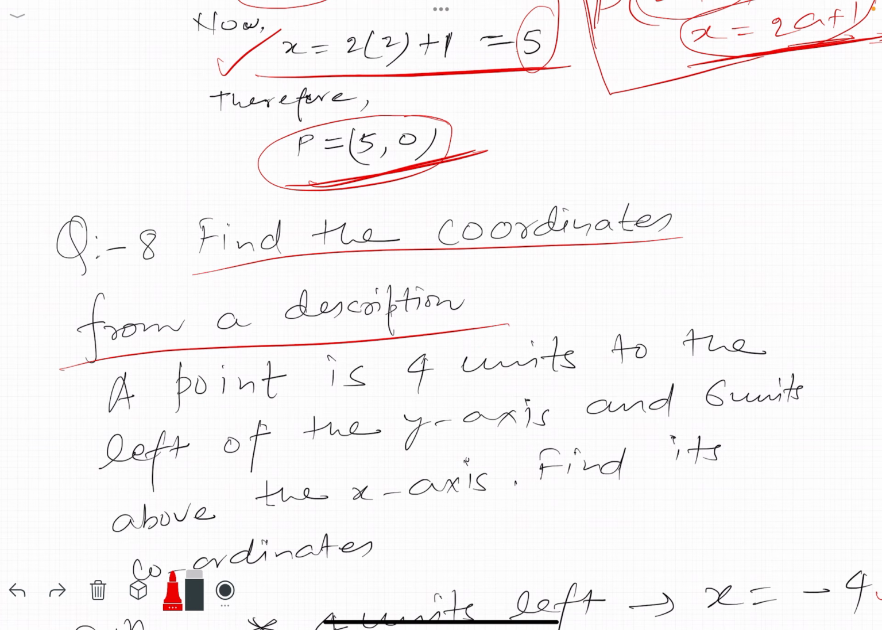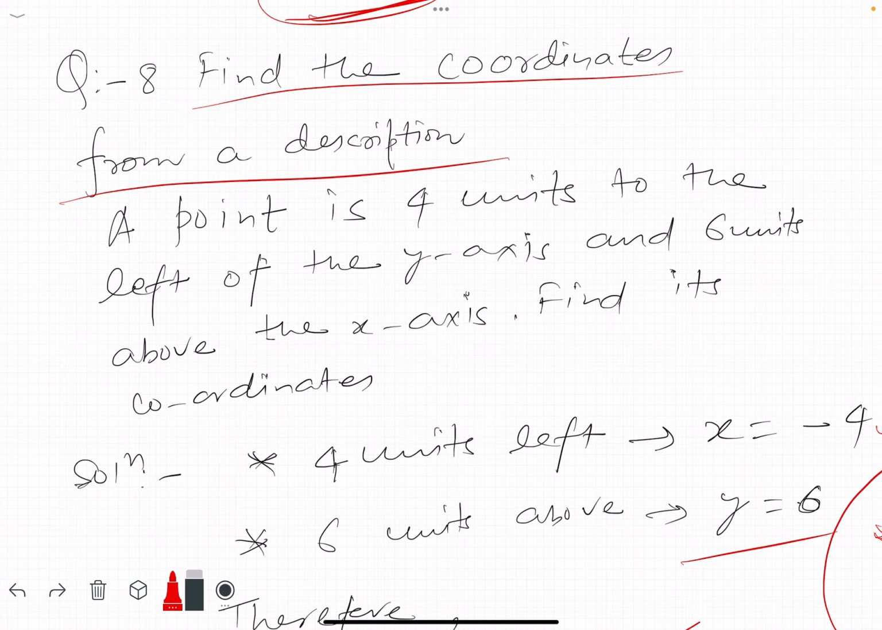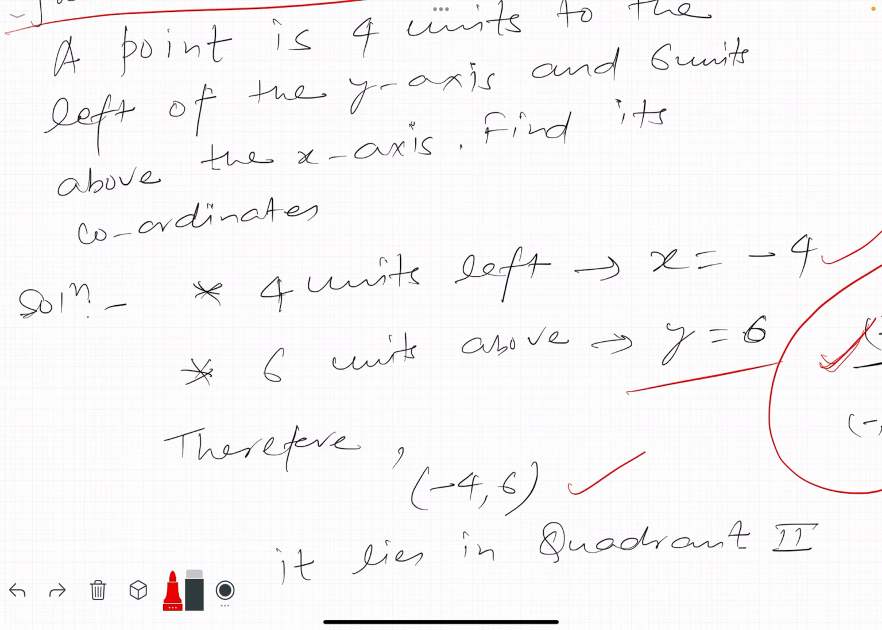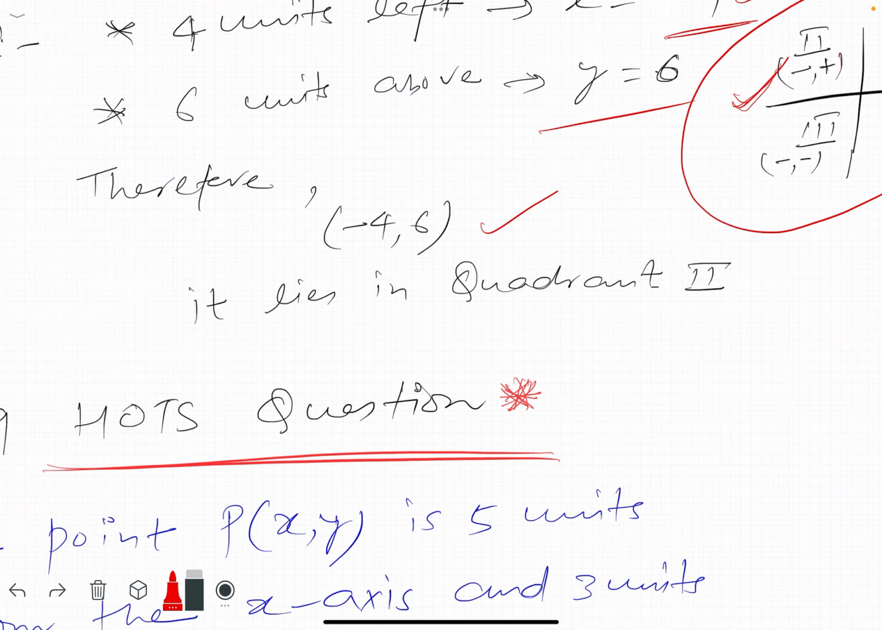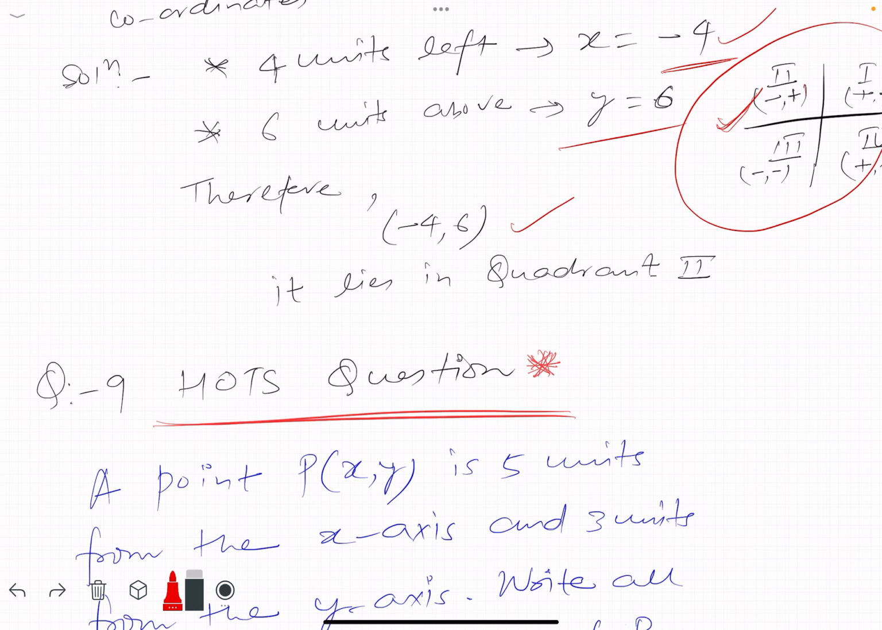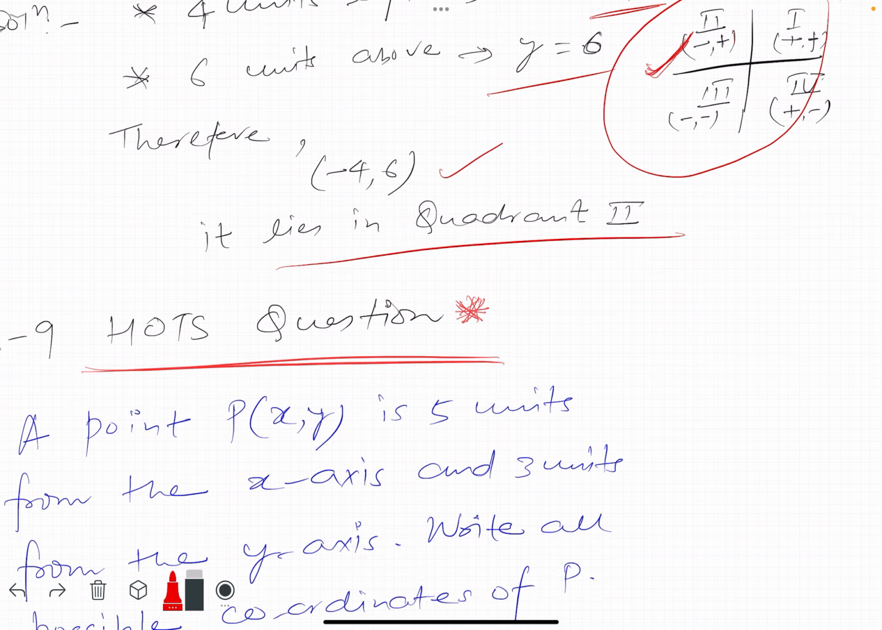Question number 8. Find the coordinates from a description. A point is 4 units to the left of the y-axis and 6 units above the x-axis. Find its coordinates. 4 units left means x is equal to -4. 6 units above, y is equal to 6. Therefore, (-4, 6). It lies in quadrant 2. Here, the x coordinate is minus, the y coordinate is plus.